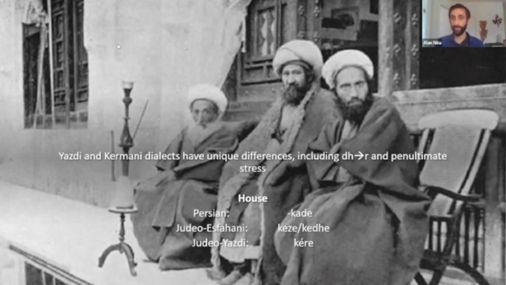Yazd is also in the same province as Esfahan. They're not very far from each other. You could drive from one to the other in a couple hours. But if the Jews from these towns are speaking their languages to each other, it wouldn't work that well. It wouldn't be that easy for them to understand what the other guy's saying.